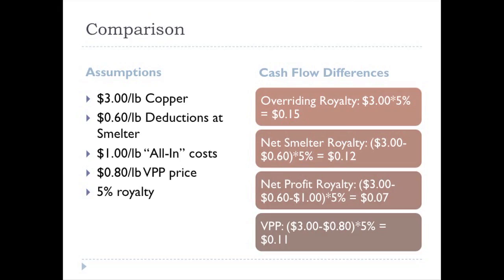So let's have a quick comparison. These are the assumptions. You have $3 copper, 60-cent deduction at the smelter, a $1 all-in cost, 80-cent agreed on volumetric price, and a 5% royalty. What you see there on the right is the differences of how much you would receive as a royalty owner. On an overriding royalty, 15 cents, net smelter royalty, 12, net profit royalty, 7 cents, and on a VPP basis, 11 cents.